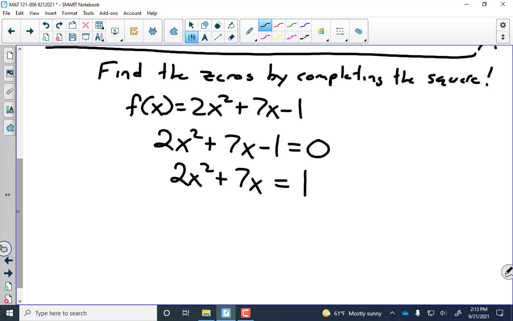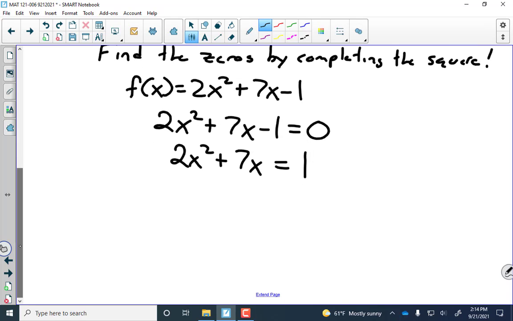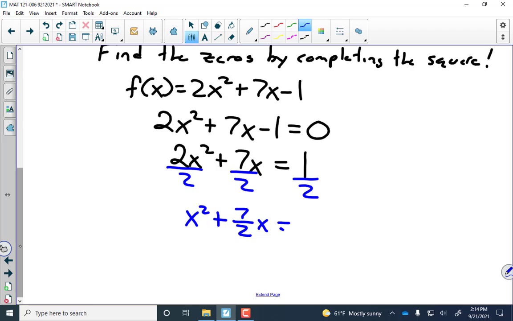But I also remember that I cannot complete the square when there's a 2 in front of the x squared. Does that sound like something I said in the previous example? So we've got to divide everything by 2. And we're going to get fractions, but don't lose your cool, everyone. We can deal with fractions. I mean, if you have to deal with fractions, having a 2 is where it's at in the bottom.